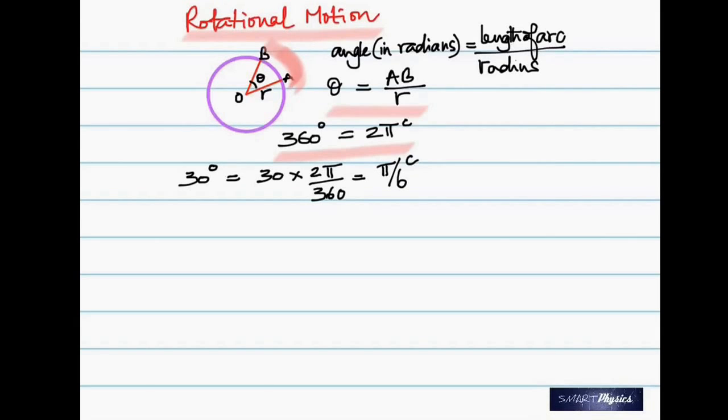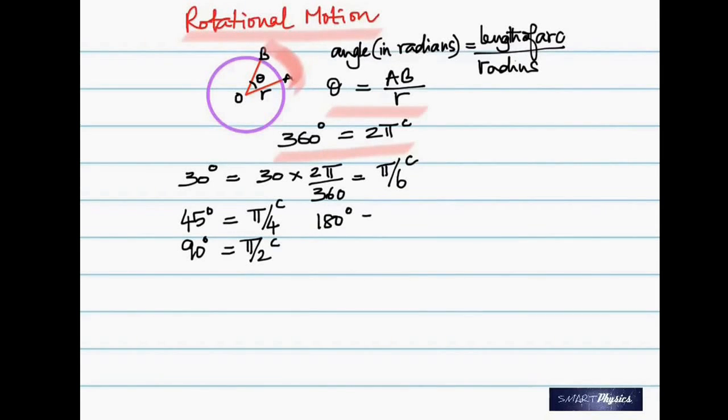30 degrees is pi by 6 radian. That's the unit of radian. Okay. Now you can write, because you would have understood by now: 45 degrees is pi by 4, 90 degrees is pi by 2, 180 degrees is pi.